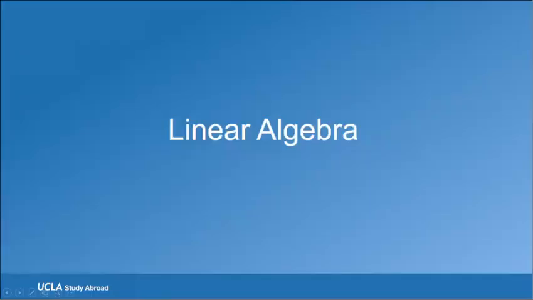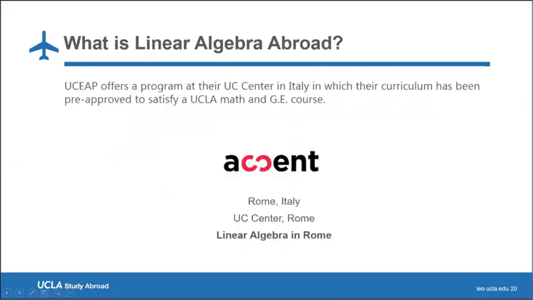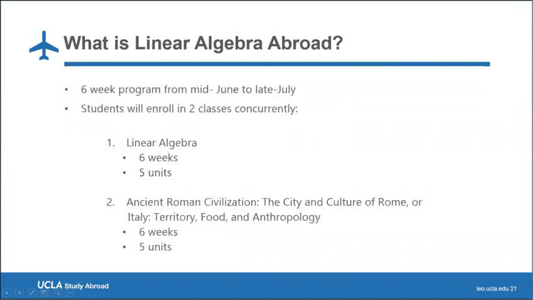Now let's speak about linear algebra. So linear algebra is offered by UCEAP at the UC Center in Italy, and their curriculum has been pre-approved to satisfy a UCLA Math and a GE course. The specific study center in Italy is sponsored by Accent, and like I mentioned, it is in Rome. So this program is 6 weeks. It takes place from mid-June to late July, and you will enroll in 2 classes concurrently at the same time.